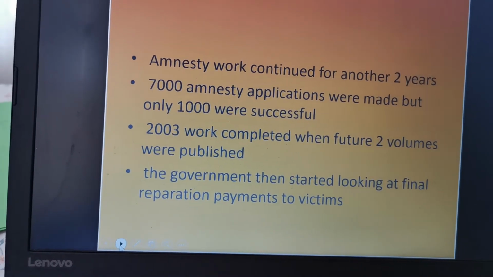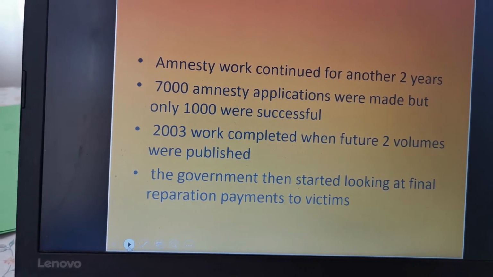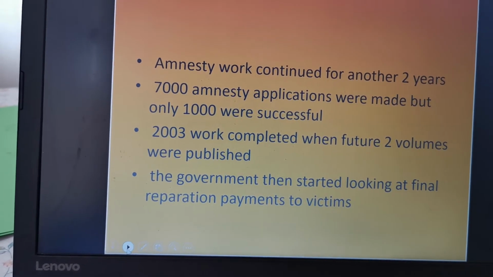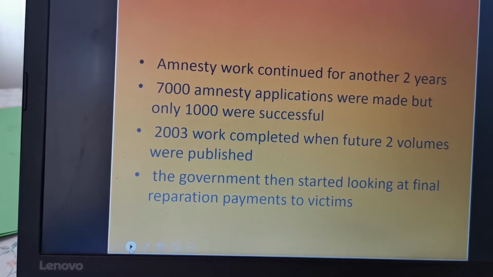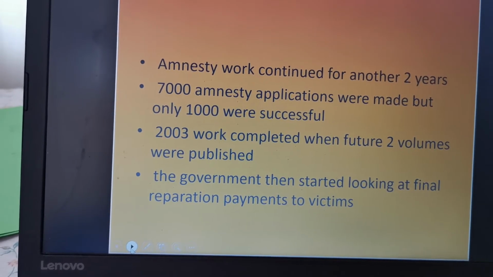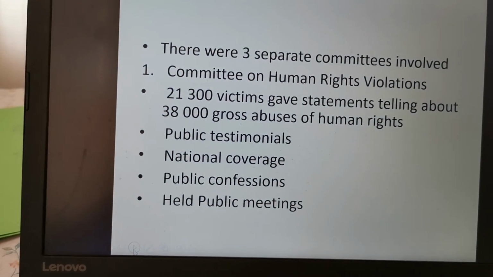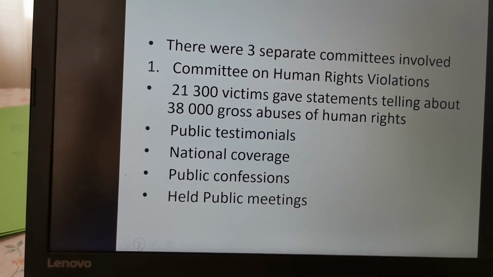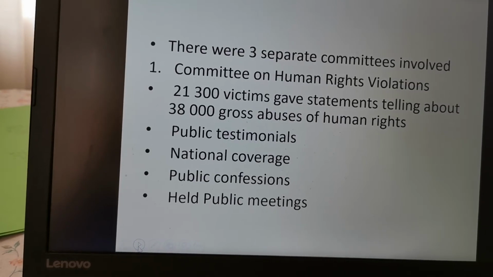And then there was the notion of reparation payments, that people should get compensation, a monetary compensation. It turned out to be not practical, and in many cases they moved towards, say, the Freedom Park or other memorials where people could go and remember their loved ones there. There were 3 separate committees. The Committee on Human Rights Violations was the one most visible. It was where 21,300 victims gave testimony.